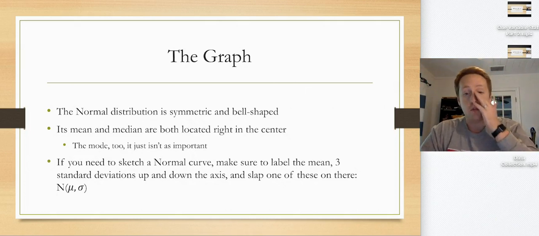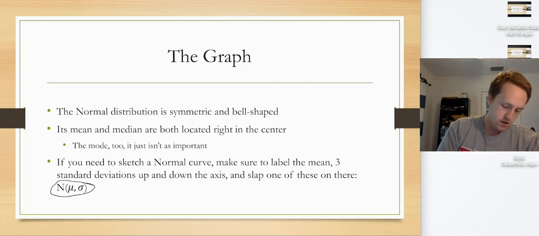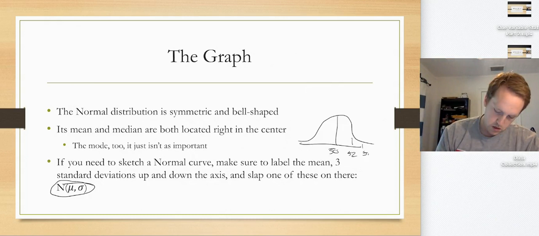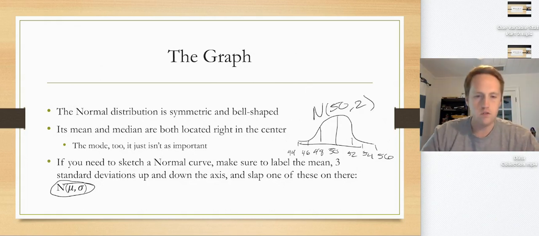If you need to sketch a normal curve, make sure to label the mean, three standard deviations up and down, and slap one of these on there. Remember doing that? So like 50, 52, 54, 56. Just draw yours way better than I'm drawing this one. That's roughly what you would do if you need to draw the normal curve.